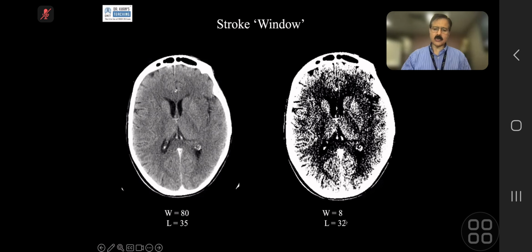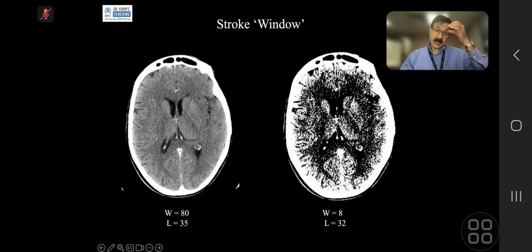Level is 32 and 8th is the width. So on this window, this is the type of image which you get. And in your routine practice, if you develop your clinical practice to look at this window, it's a very useful tool. And the sensitivity actually increases if there are some studies published on this. Basically, the gray-white matter differentiation becomes more accentuated. So try to develop it.